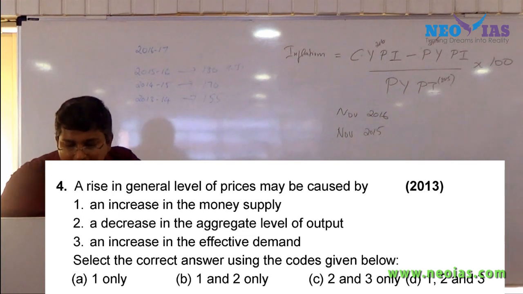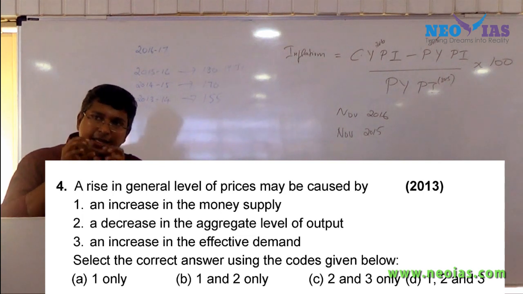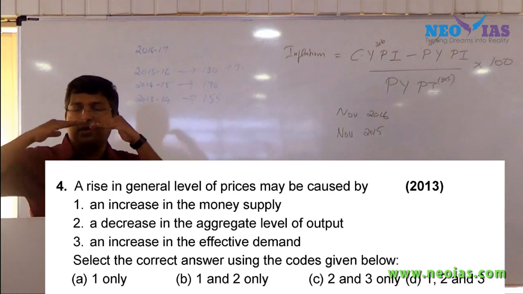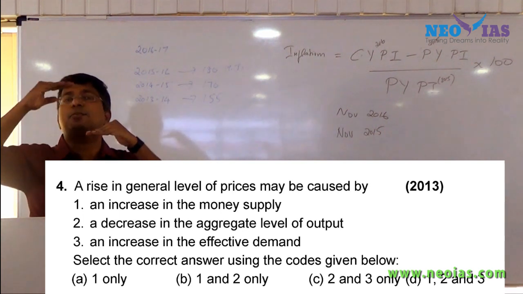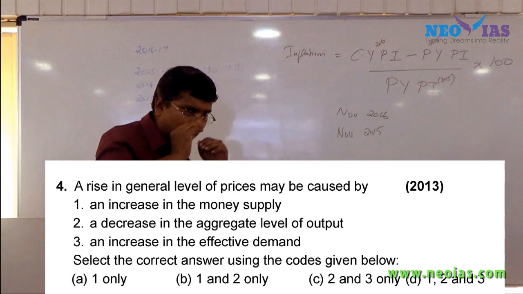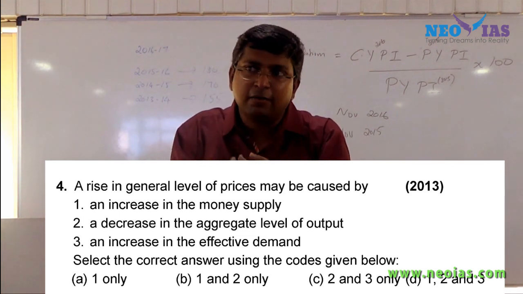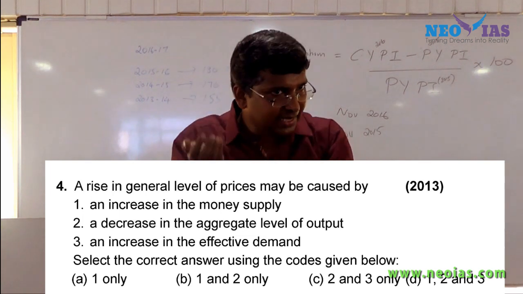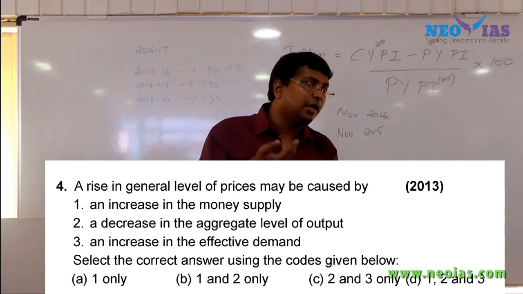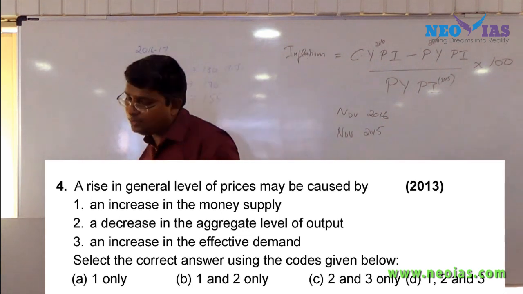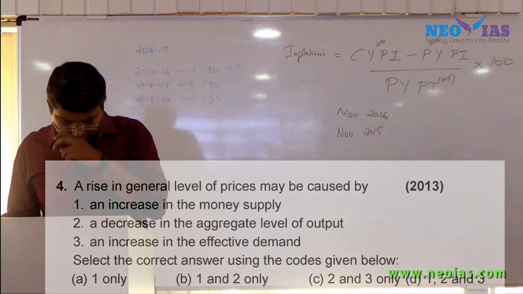Then an increase in the effective demand. So what do you mean by effective? See, if effective demand means this is supply, this is demand. Effective demand means demand is more than supply. So when there is an increase in the effective demand also, there will be an increase in the general price level. So answer is 1, 2 and 3.